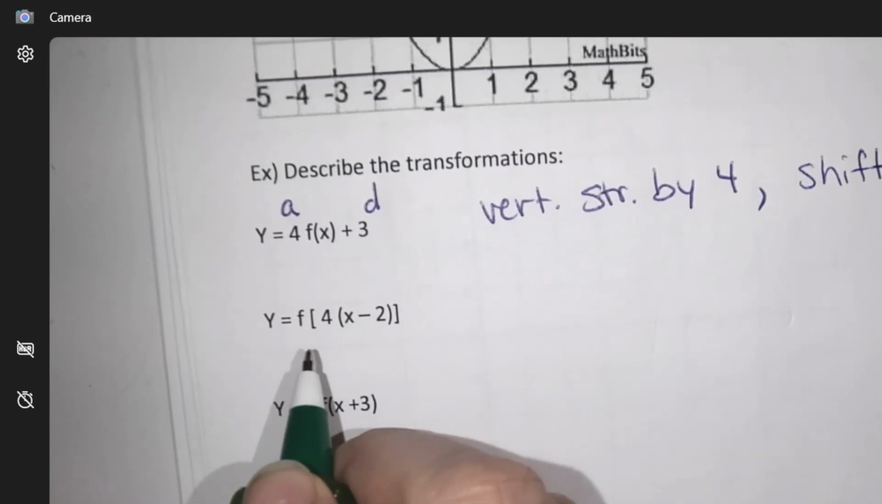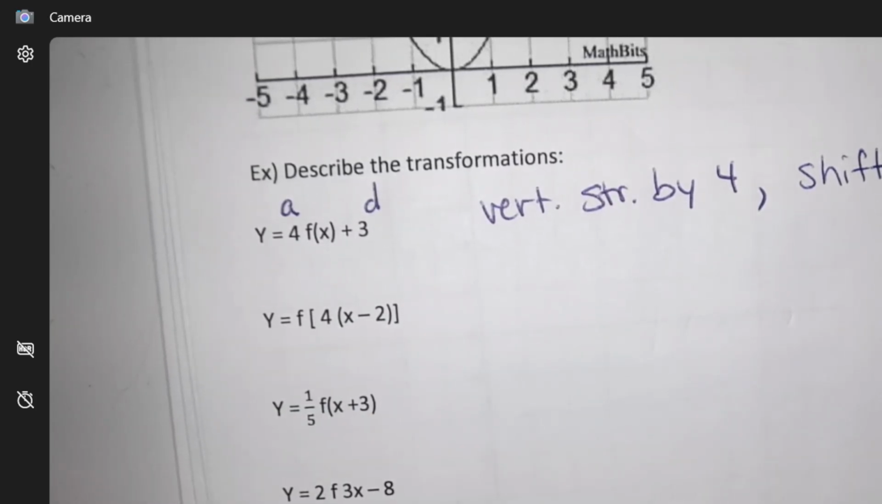All right, so what do you think about the next one? What is the 4 letter? A, B, C, D.